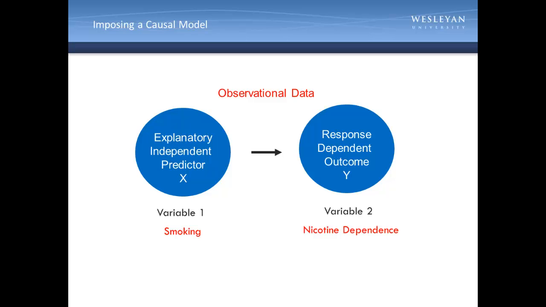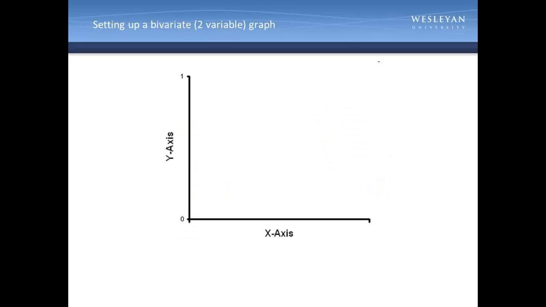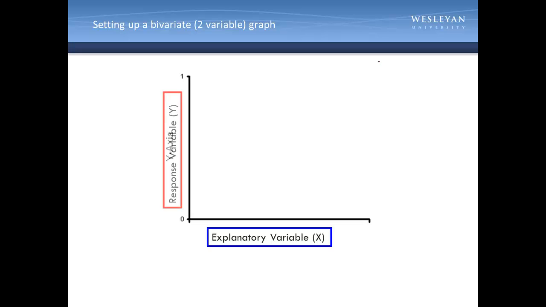For my own research question, I have decided that smoking will be the independent variable and nicotine dependence will be the dependent variable. That is, I am interested in the level of smoking at which nicotine dependence is experienced. When we graph the association between two variables, typically the independent or explanatory variable is plotted on the x-axis, and the dependent or response variable is plotted on the y-axis.